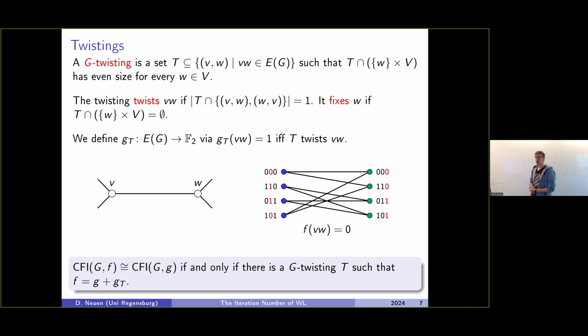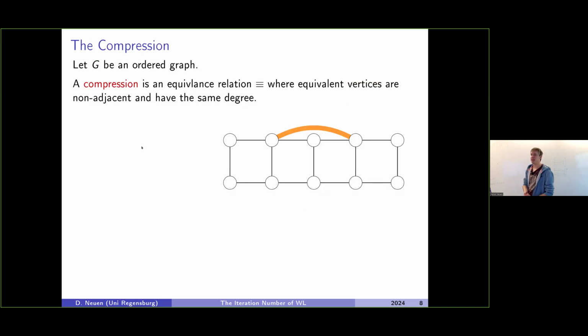Okay. So we have defined CFI graphs, and we have a way to define these twistings and move twists around and describe isomorphisms between CFI graphs via these twistings. Okay, so with that at hand, we can now move to the compression. So let's start by formally defining the compression.